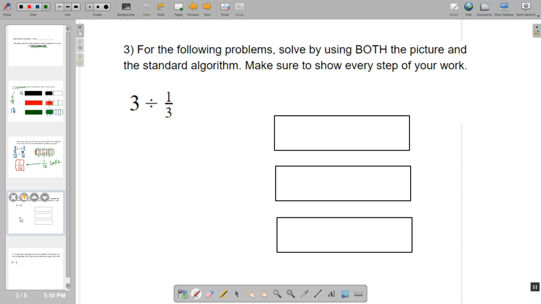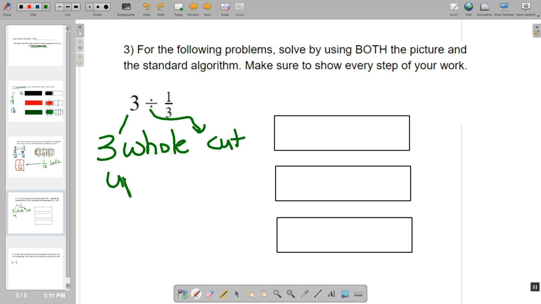So what I have here is 3 divided by 1/3. And in order to do this problem, I have to make sure that I understand what this problem is actually asking me to do. 3 wholes cut up, and this is where it's hard, cut up into equal thirds. So what it's really asking is how many 1/3 fit in 3 wholes.